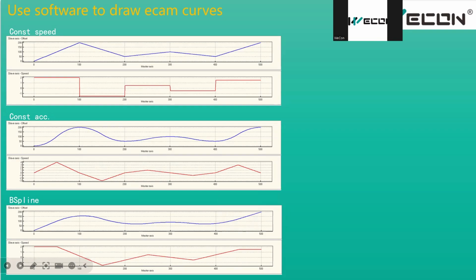Okay, and later I will also show these two differences in software. We can run a program and monitor the position of the slave, and according to the ECAM curve, understand it.